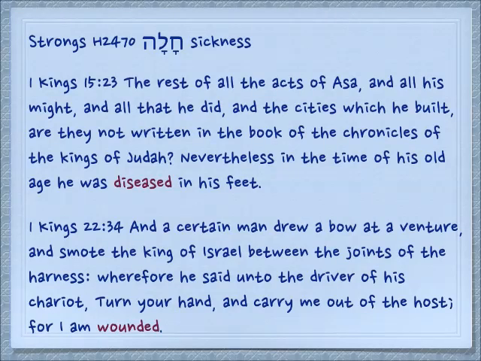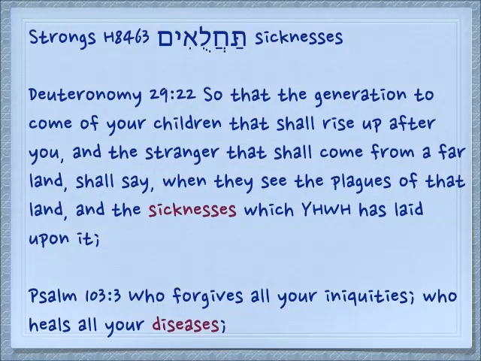1 Kings 22:34. And a certain man drew a bow at a venture, and smote the king of Israel between the joints of his harness. Wherefore he said unto the driver of his chariot, turn thine hand and carry me out of the host, for I am wounded. You just see a lot of overlap in meanings between all the different three-letter roots containing these two letters, Chet and Lamed. Another related root for the sickness is tachaluim, sicknesses.